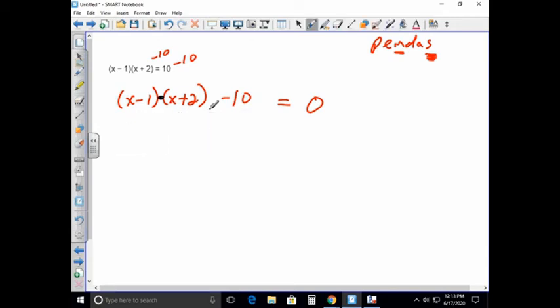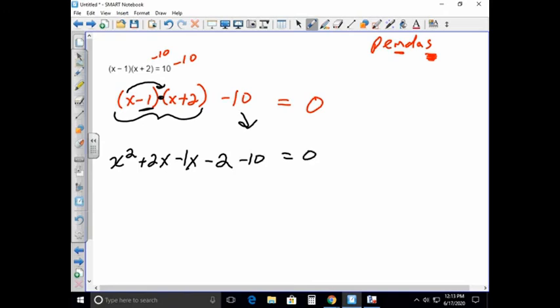So what we have to do is combine all of these terms. To combine that minus 10, we do have to multiply that together first. So x times x is x squared. x times 2 is 2x. And then distribute the negative 1. Negative 1 times x is minus 1x. Negative 1 times 2 is negative 2. And then bring down the minus 10. So this came from distributing the parentheses, and then we brought our minus 10 down.